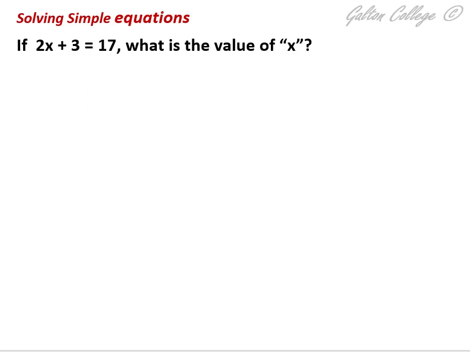So if 2x plus 3 equals 17, what's the value of x? We need to find what this magic number x is over here. We know that 2x plus 3 is equal to 17, so how do we go about this one?